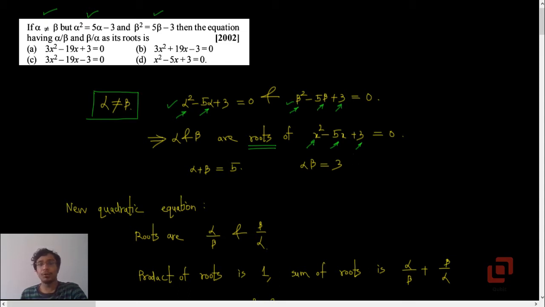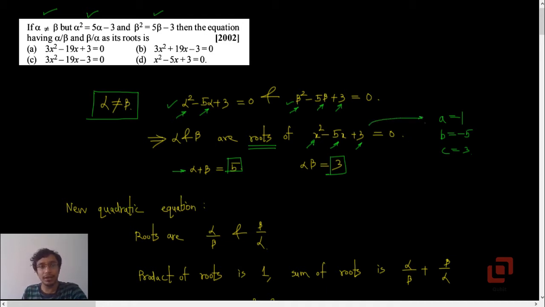Okay, so the moment we get the equation of which alpha and beta are the roots, we use the formulas for the sum, which is minus b upon a, so that will be 5, and the product, which is c upon a, which is 3, because in this quadratic equation a is equal to 1, b is negative 5, and c is equal to 3.